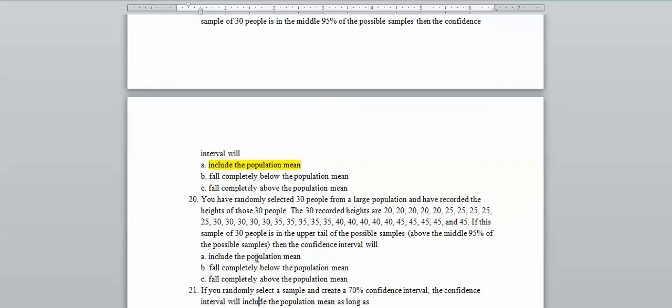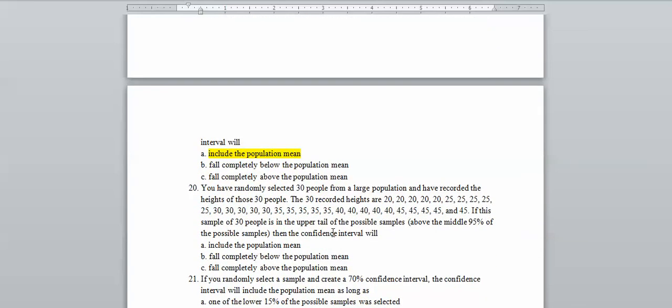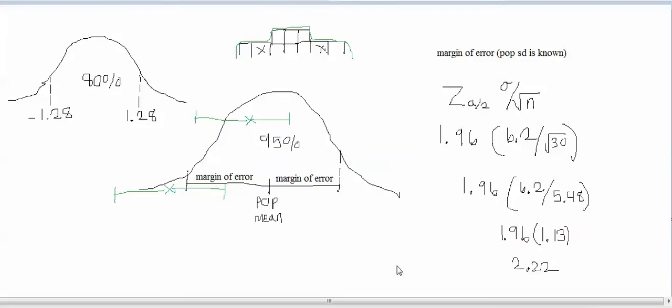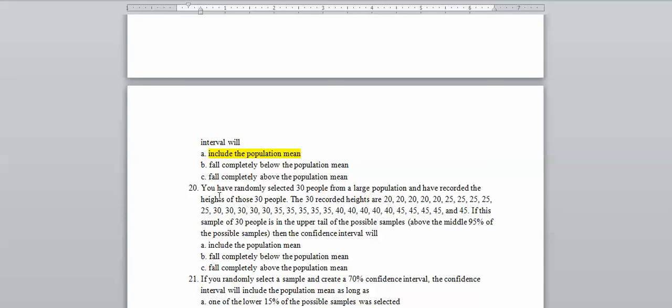Now it says, what if the sample came from the upper tail of the sampling distribution? Well, if it comes from the upper tail, if it's a really high sample, and you create a confidence interval around your sample, you add and subtract the margin of error. The entire confidence interval falls above the population mean. It doesn't include the population mean because it's the upper tail.